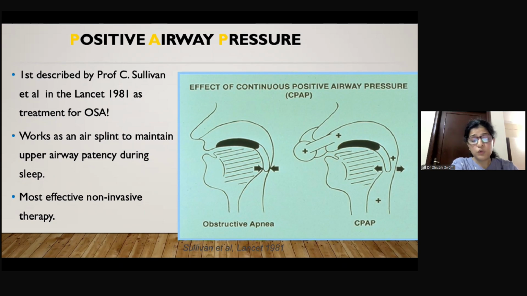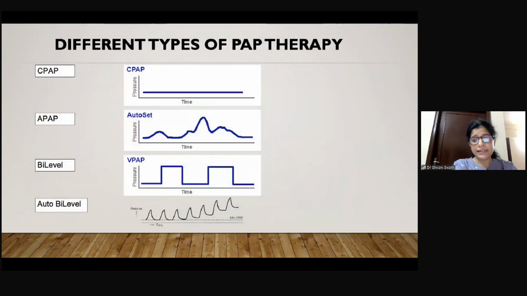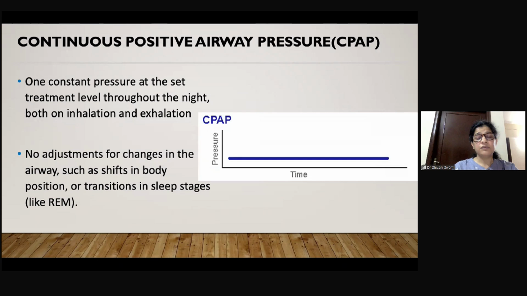And till date, after over 4 decades, it still remains the most effective non-invasive form of therapy for obstructive sleep apnea. And of course, we've come a long way in so many decades. We've gone from the CPAP to auto-PAP to a bi-level, auto-bi-level, and even further. So these are the different types of PAP therapy, but each one has a very specific role. What does a continuous positive airway pressure or a CPAP or a manual CPAP do? It basically delivers a constant set pressure throughout the night, both during inhalation and exhalation, and there are absolutely no changes that the equipment makes for any airflow obstruction or any transitions in the sleep stages.